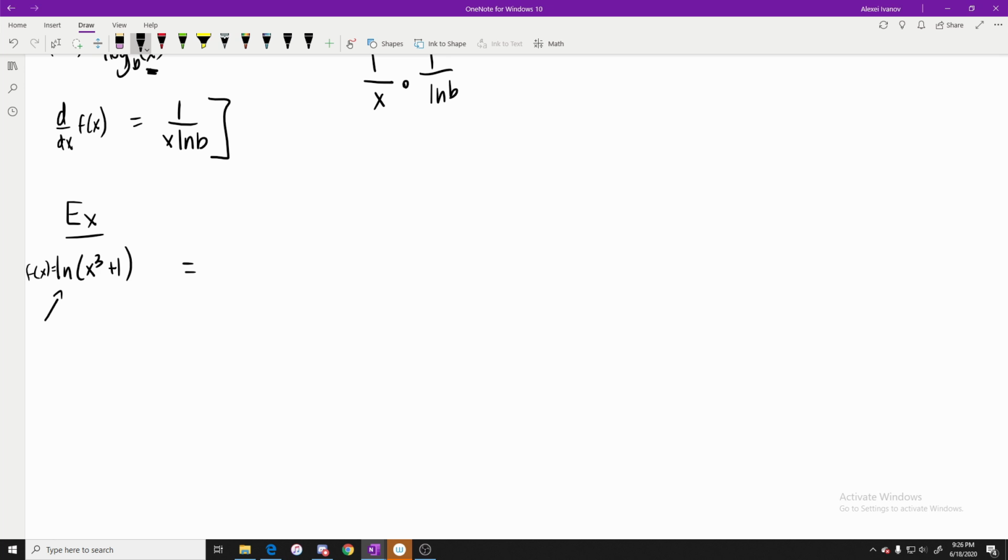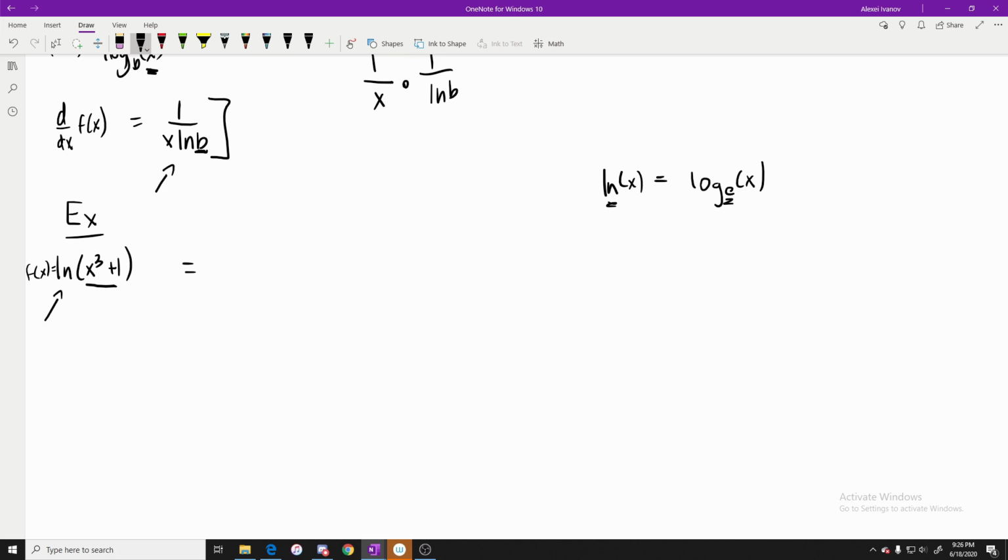So if we think about how we're going to go about this, we're going to follow this formula right here. The formula says that all we do is take 1 over x, where x is the input to this function, the ln function, and then take the ln of the base. And in this case, if you remember, the ln is just like a log with base e. The ln is just a logarithm with a base e.